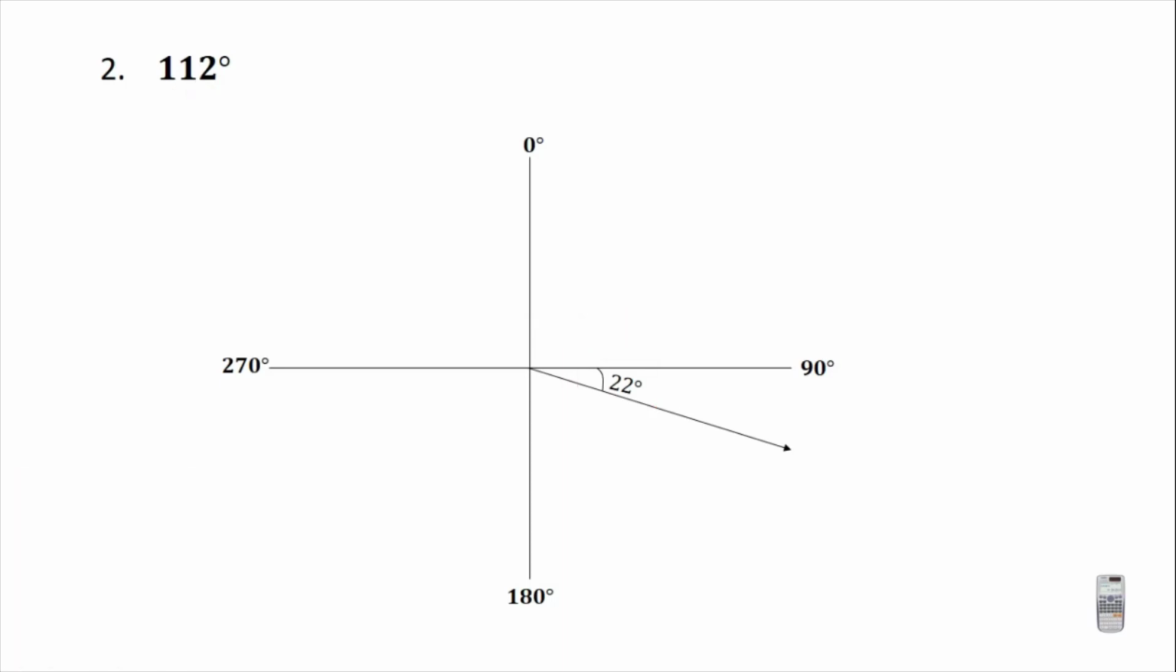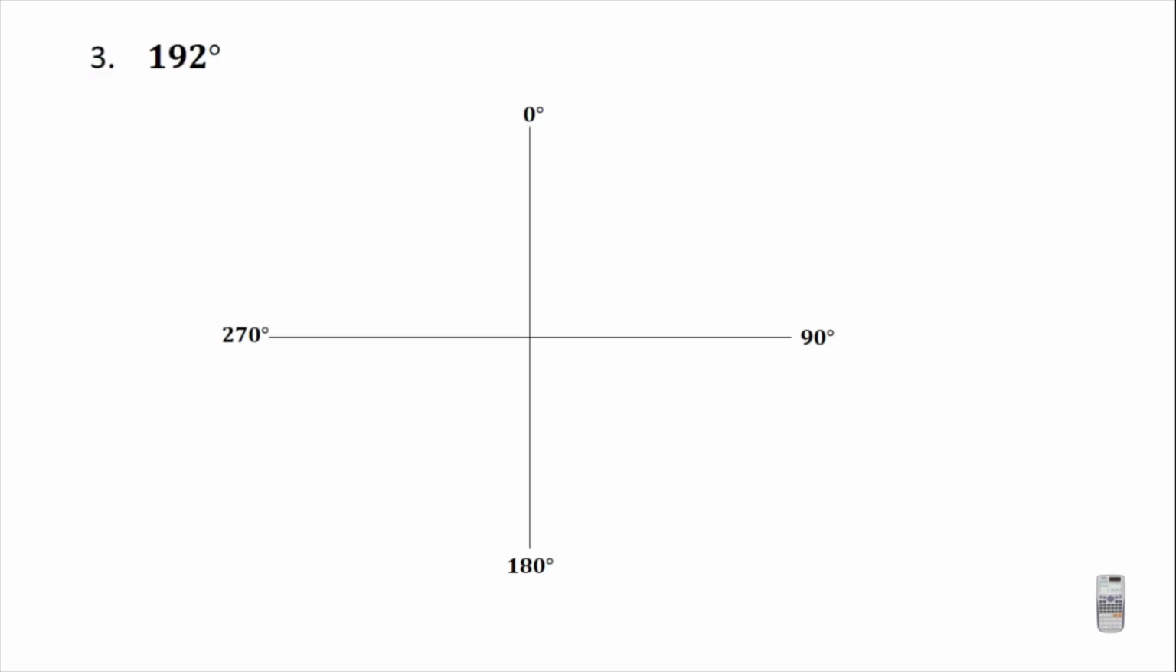So we add 22 degrees to 90 degrees. You remember how we got the 22 degrees. 112 degrees minus 90 degrees will give us 22 degrees, which means that we have to add this 22 degrees to 90 degrees in order to get the 112 degrees. So we have been able to represent this angle on the diagram. Let's consider the next question.